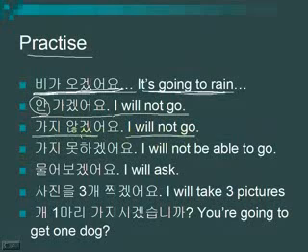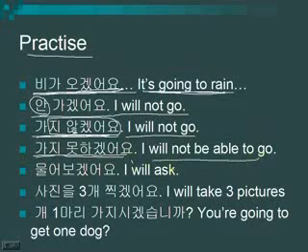가지 않겠어요. Now notice this 하 right here makes this aspirated. It's not written like this, I just put that there so that you know. So here's your negation. Notice that it attaches to 않다, not the 가다 in this case. So 가지 않겠어요. 가지 못하겠어요. I will not be able to go. 못하다, not be able to. I will ask. 물어보겠어요.